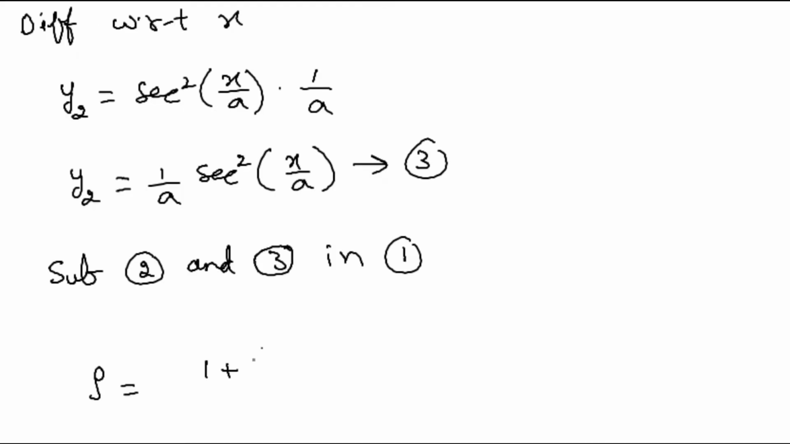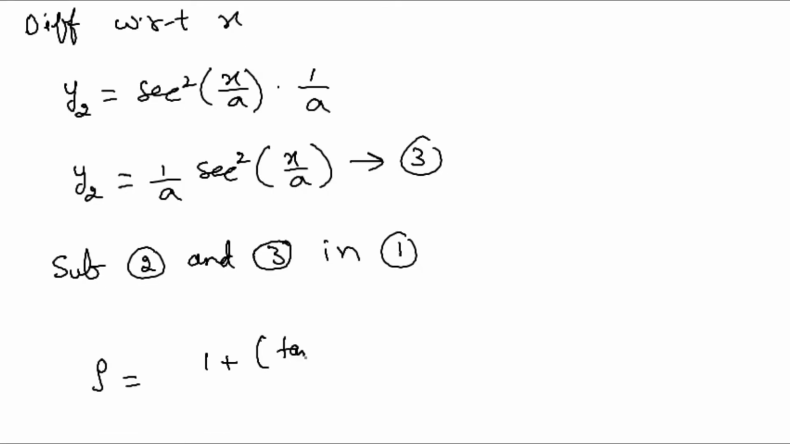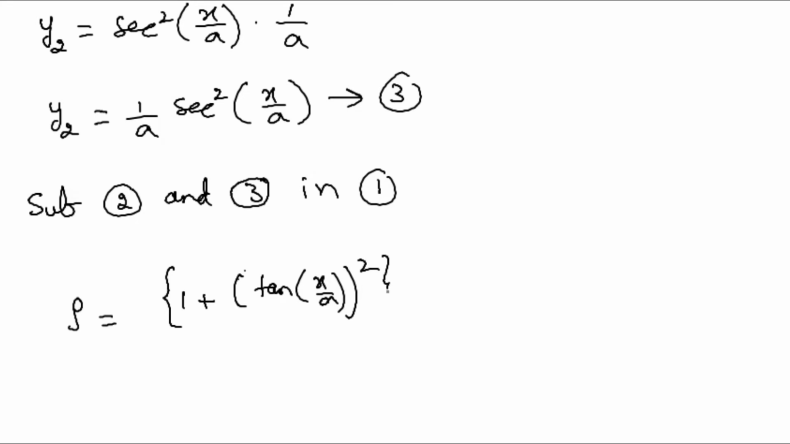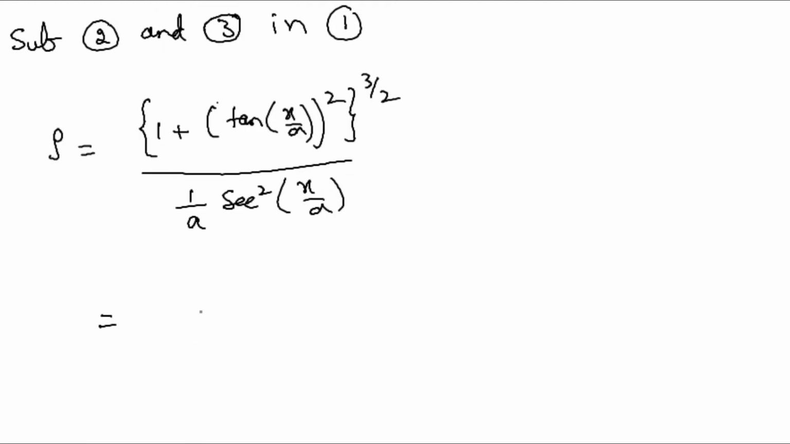So the value of y1 over here will be tan of x by a, and it is squared, whole power of 3 by 2. So 1 plus y1 square to the power of 3 by 2 whole divided by y2. So the value of y2 will be 1 by a into secant square of x by a. This will be equals to 1 plus tan x by a whole square will be tan square. So tan square of x by a to the power of 3 by 2.